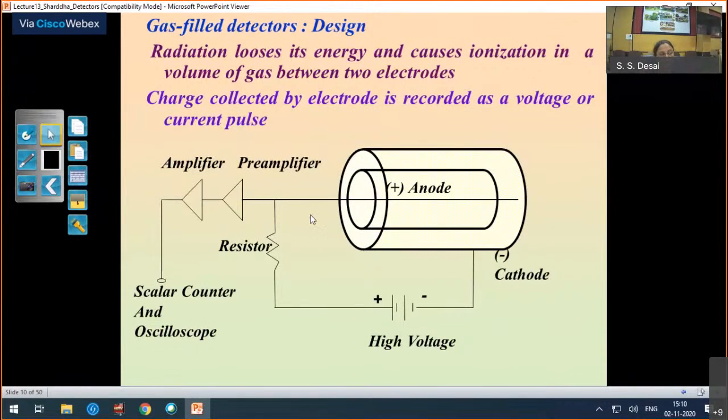Now, as I have told you, the advantage of gas-filled detectors is that they can be made of any desirable size, and we can tailor the hardware. So we have to start from how the pulse is formed within the gas-filled detector. You can have just two electrodes, either coaxial just for convenience. Then you apply high voltage to the anode, and the cathode is mostly grounded. The ionization taking place between these two electrodes gives rise to a voltage or current pulse, and that pulse is later processed through the preamplifier and amplifier circuit.